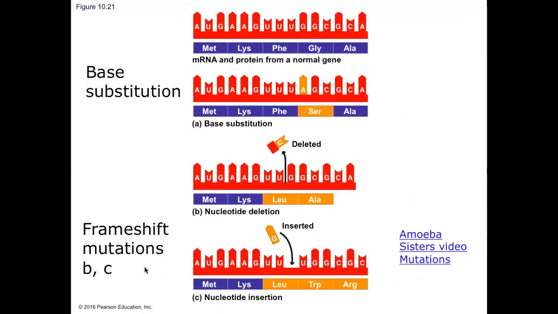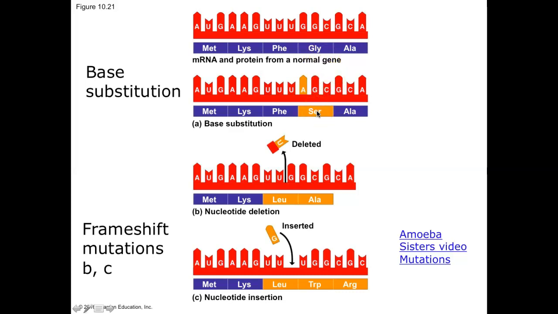All right, so this, the base substitution, we just looked at this. So here's our normal gene. We can replace one letter. Here's glycine. It changed to serine. How would you classify this? Is this a silent mutation? Is it a nonsense mutation? Or do you think it's a missense mutation? So if you said missense, because we changed the amino acid, you are correct.